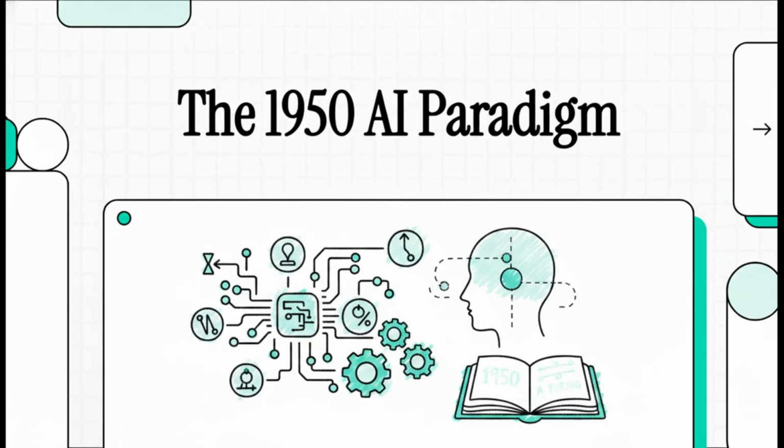Welcome to This Explainer. Today, we're diving deep into the literal founding text of artificial intelligence, Alan Turing's 1950 paper. We're going to break down this incredible paradigm shift together, and by the end of our time here, you're going to understand the bedrock of modern AI in a really beautiful, structured way. Let's get right into it.